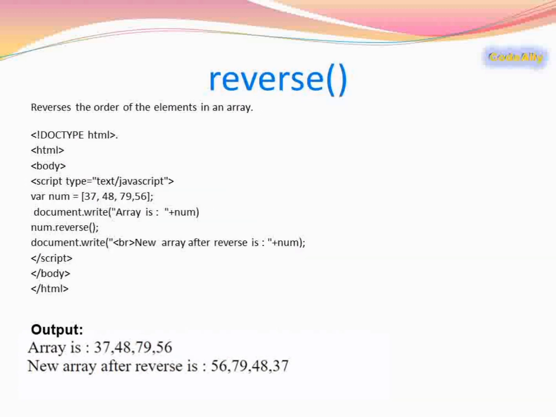Next is the reverse method. Reverse is used to reverse the order of the elements. Originally in the array, the order of the elements was 37, 48, 79, 56. After applying num.reverse, you can see the order is reversed. We have in the result 56, 79, 48 and 37.